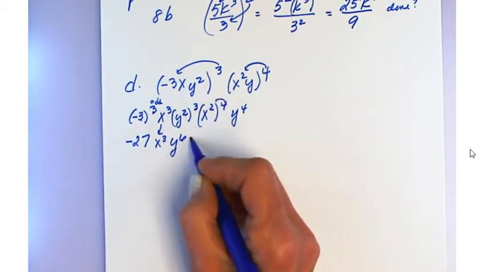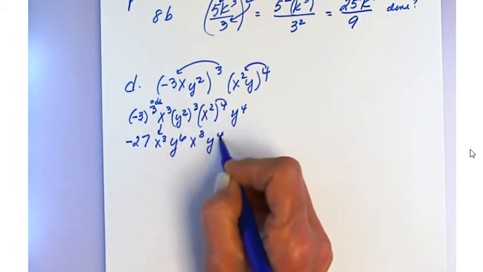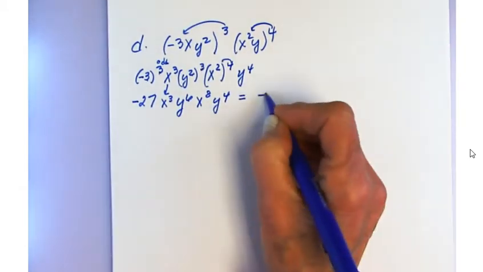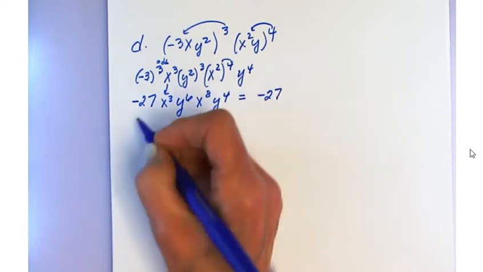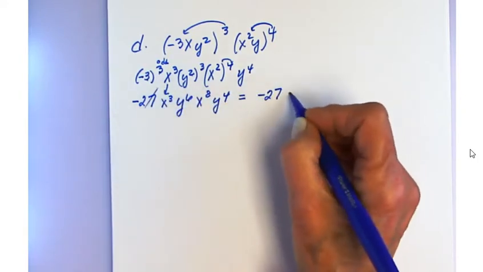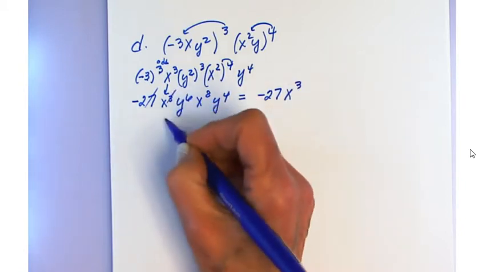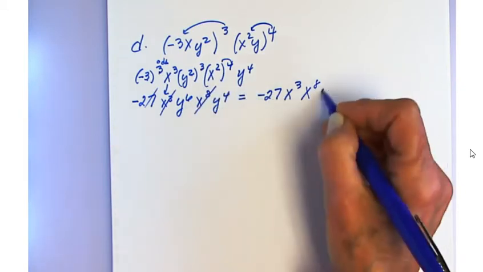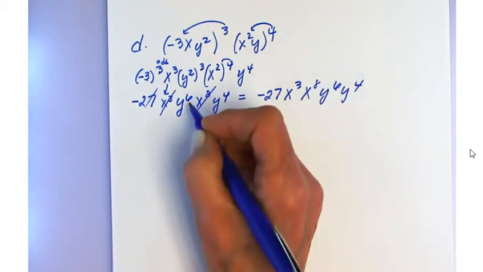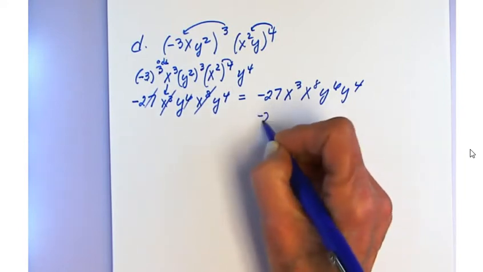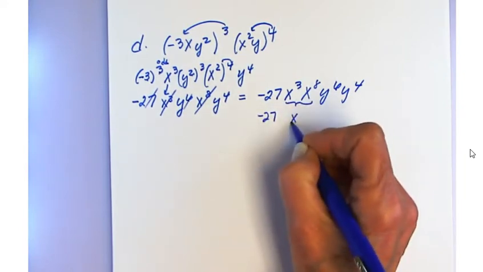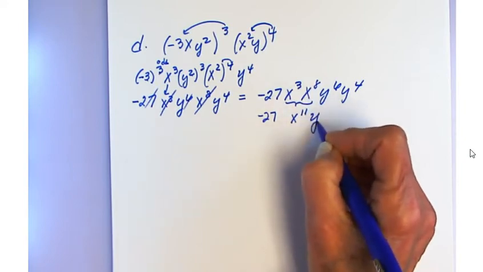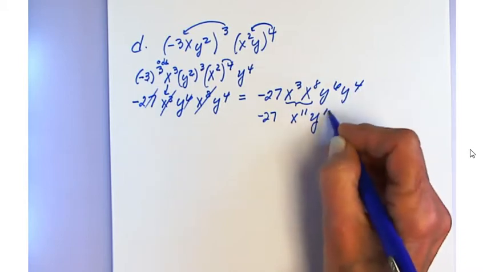4 times 2 is 8. And we now have this. So oftentimes I put like terms next to each other, and then I kind of gently cross it off to make sure I'm taking care of it. And then I have x to the 8. And then I have y to the 6 and y to the 4. Okay? So now I can see what I'm doing. My base is x. 3 plus 8 is 11. My base is y. 6 plus 4 is 10.